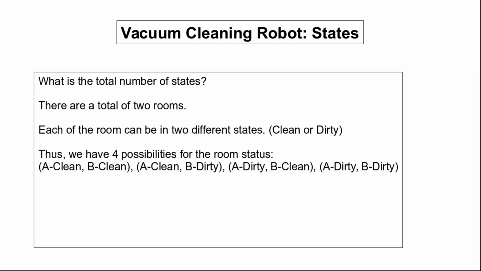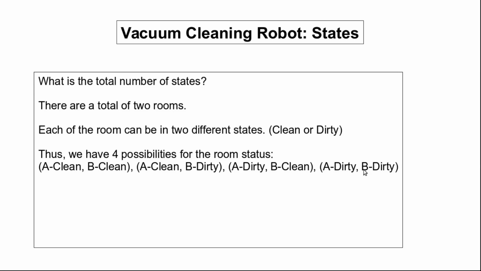What are the four possibilities? The first possibility is that room A is clean, room B is also clean. The second possibility is that room A is clean but room B is dirty. And the third possibility is that room A is dirty and room B is clean. And the fourth possibility is both the rooms are dirty. So these are the four possibilities as far as room status is concerned.